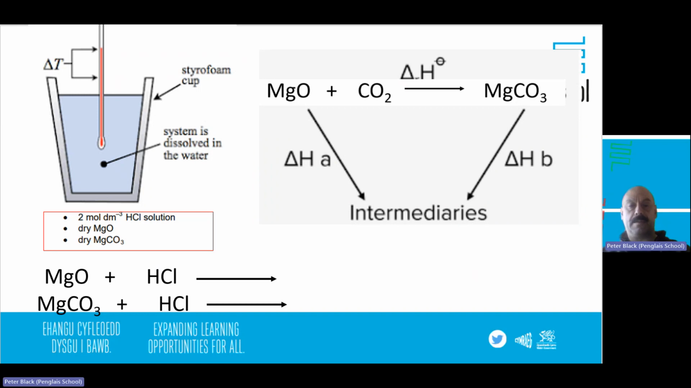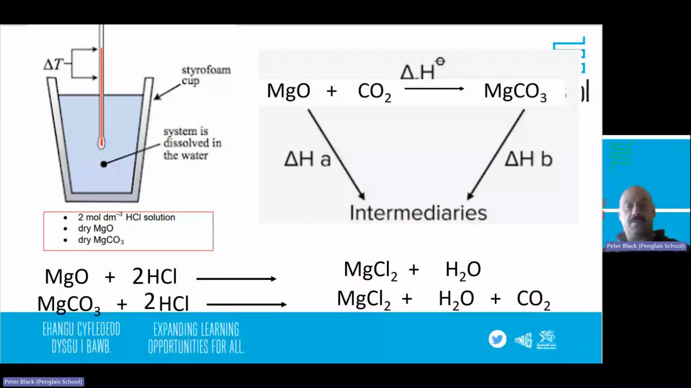Okay, so I'm going to carry on now. In our first reaction, we've made salt and water, which is what we expect with a base and an acid. We'll just balance that up with the two there. And in our carbonate and hydrochloric acid reaction, again we get our salt, and we get water and carbon dioxide.